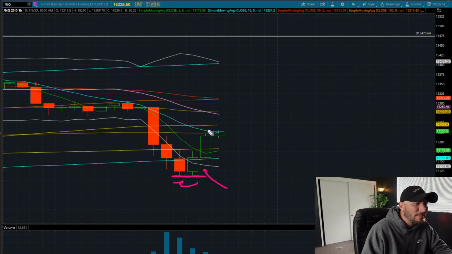Again, if we never make it up to 243, then what we would be looking for here is a rejection and then come back down. You would have a short position here, back down to the next area of demand.